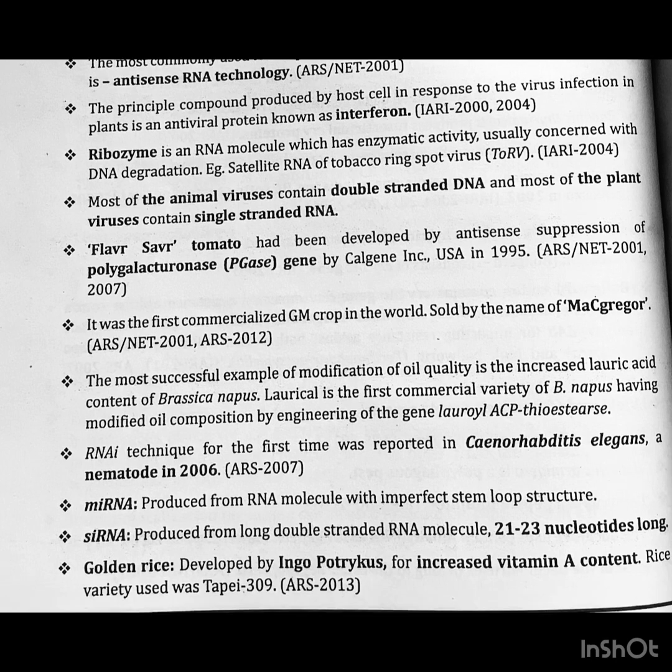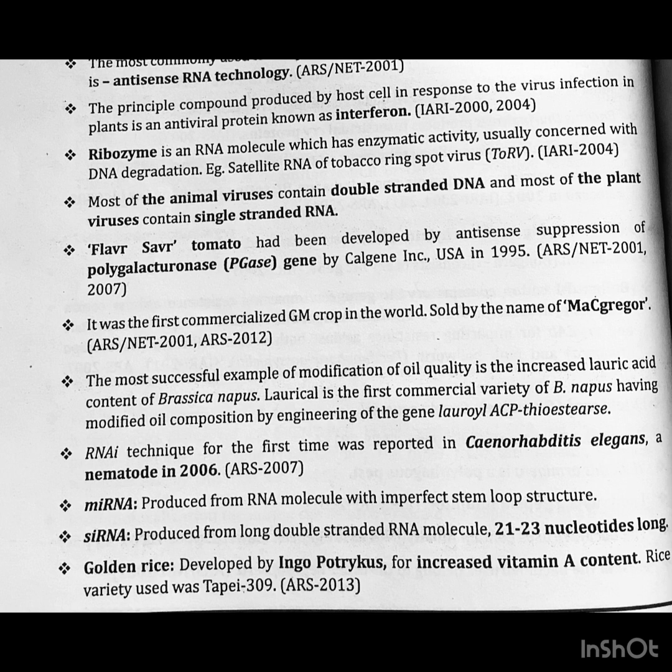So note it. The most successful example of modification of oil quality is the increased lauric acid content of Brassica napus. Laurical is the first commercial variety of Brassica napus having modified oil composition by engineering of the gene lauryl ACP thioesterase. RNAi technique for the first time was reported in Caenorhabditis elegans, a nematode. Question asked in ARS 2007.